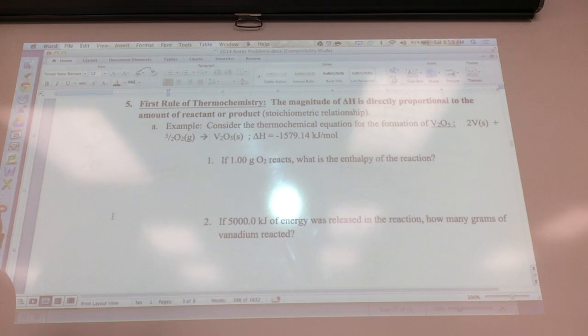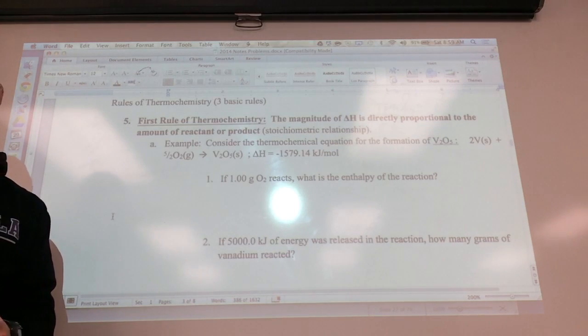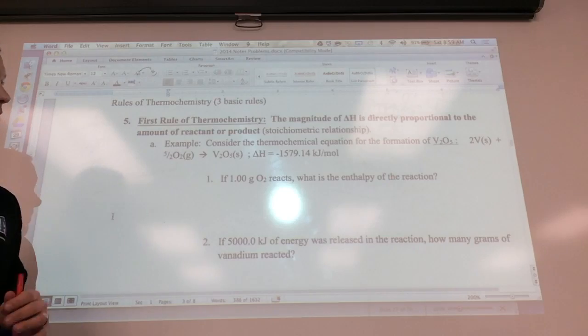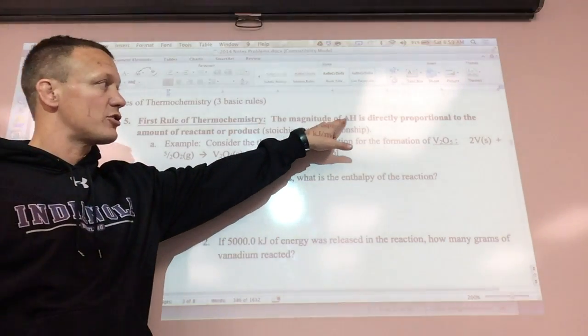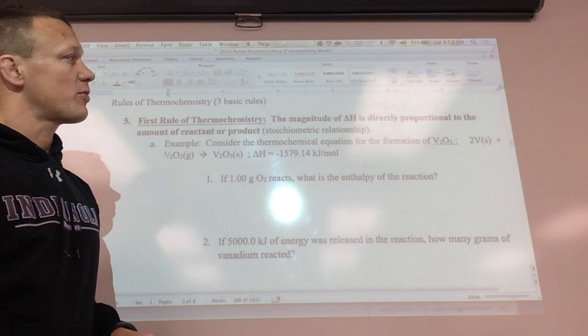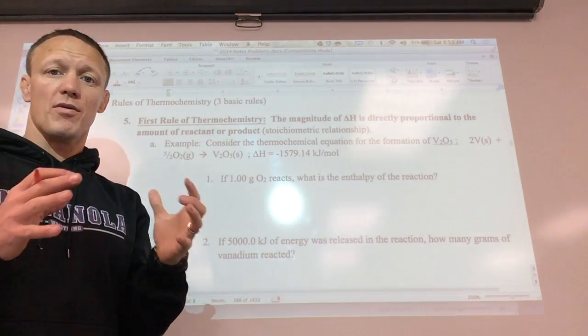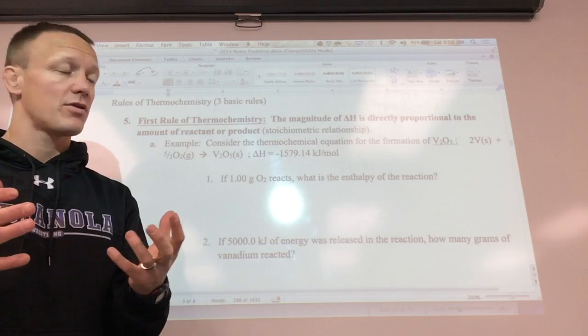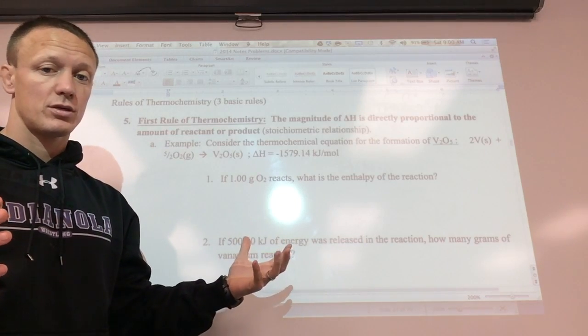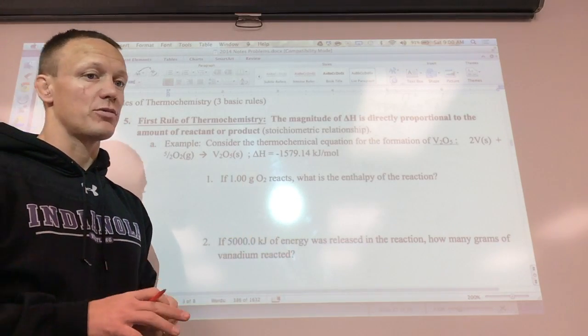Your first rule of thermochemistry, and there are 3 rules, is that the magnitude, in other words the size of delta H, the size of the enthalpy change, is directly proportional to the amount of reactant or product. Obviously, the more reactant you have, the more gasoline you have, the more heat is produced. So there's a stoichiometric ratio between those things.